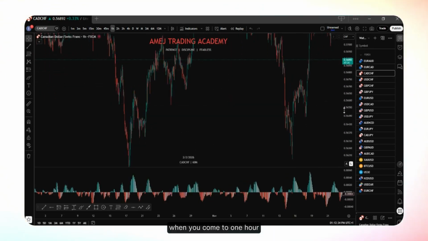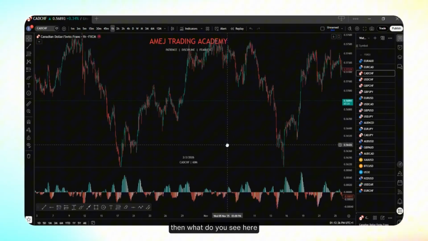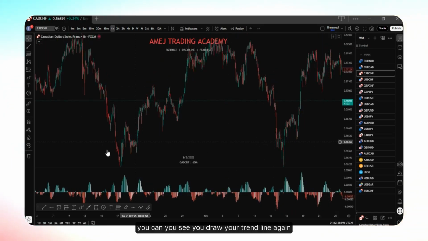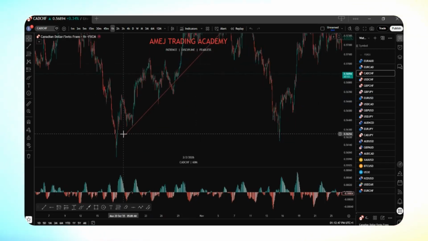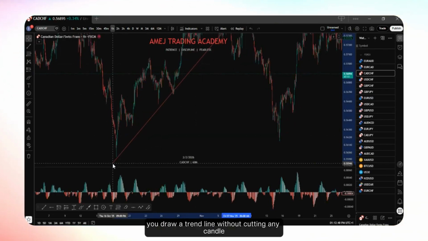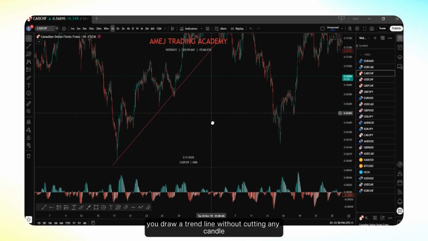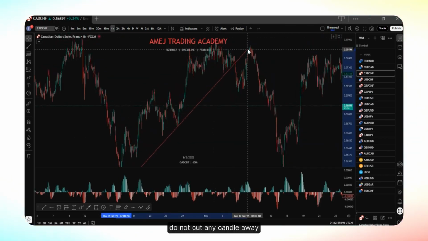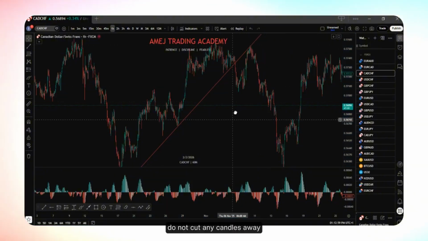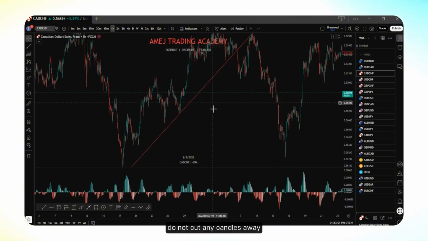When you come to 1 hour, then what you see here, can you see? You draw your trend line again. You draw a trend line without cutting any candle. Please always have this in mind. Do not cut any candle away.